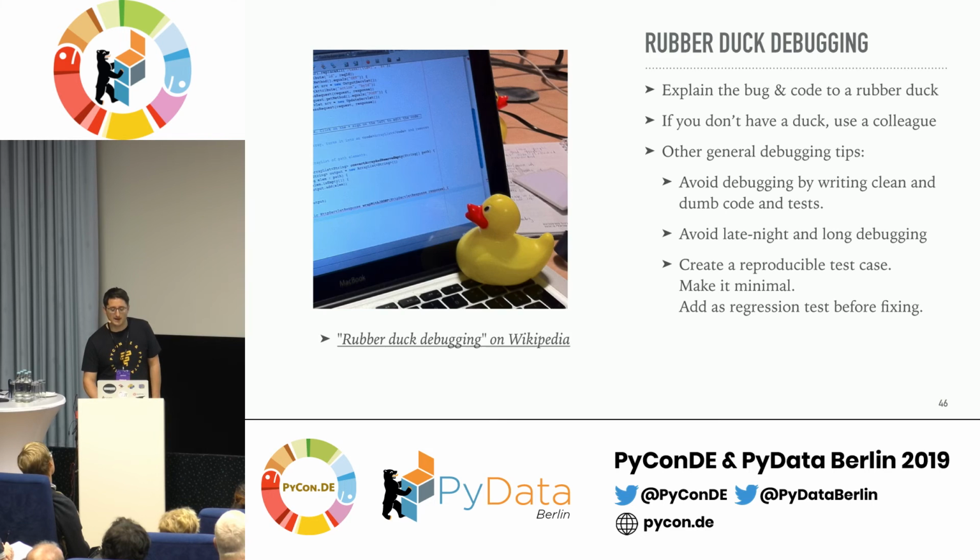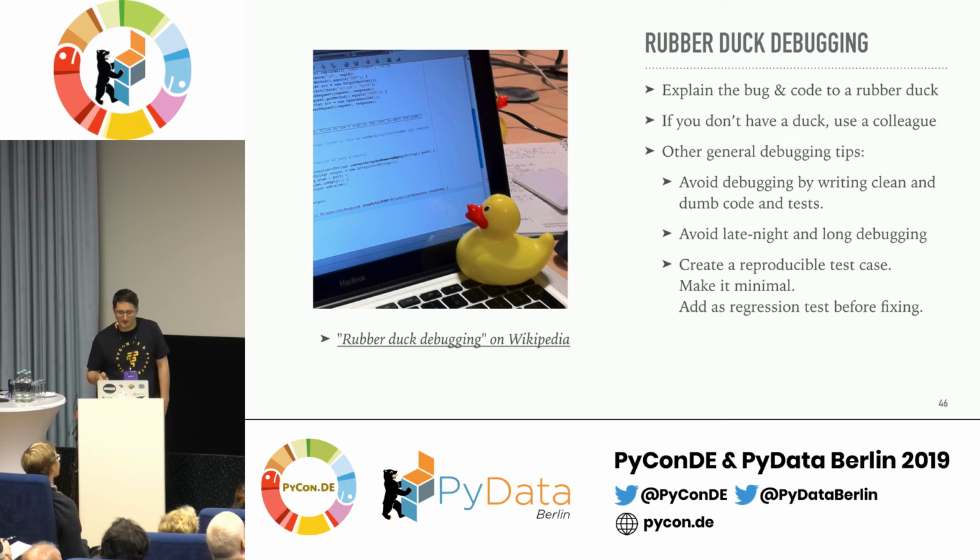The last point I have is rubber duck debugging. Who has heard of this? Half of you, okay. So the idea is that you explain the bug in your code to a rubber duck, and just by stating out loud your assumptions on what your code does and what the inputs are and so on, you will find the bug much quicker than if you just look at the code and debug. If you don't have a rubber duck, you can also talk to a colleague. This works as well.